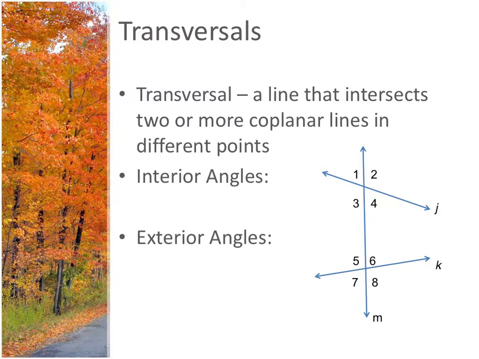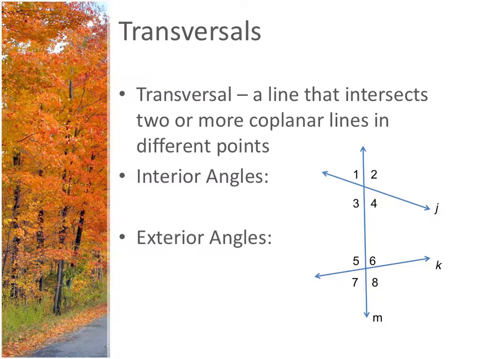When we have two coplanar lines, and those two coplanar lines are intersected by a transversal, it creates 8 angles in this picture. Of these 8 numbers that are on here, 4 of them are considered interior angles, and 4 of them are considered exterior angles.